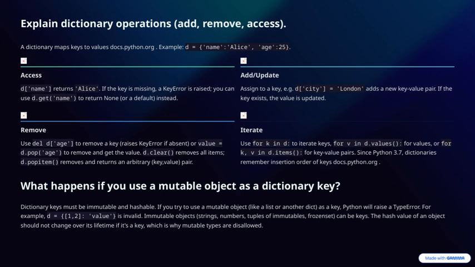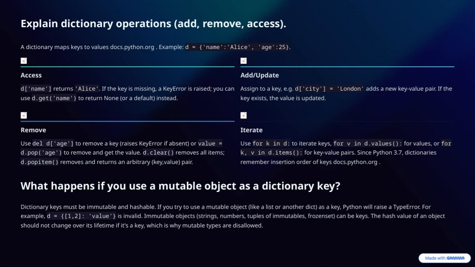Adding or updating entries is straightforward. Assigning a value to a key like `d['city'] = 'London'` will add that key if it doesn't exist or update it if it does. Accessing values by key is just as simple. `d['name']` will give you the value associated with name, but be aware, it raises a KeyError if the key is missing. To avoid that, you can use `d.get('name')`, which will return None or a default value if specified, making your code more robust. So, in summary, dictionaries map keys to values.